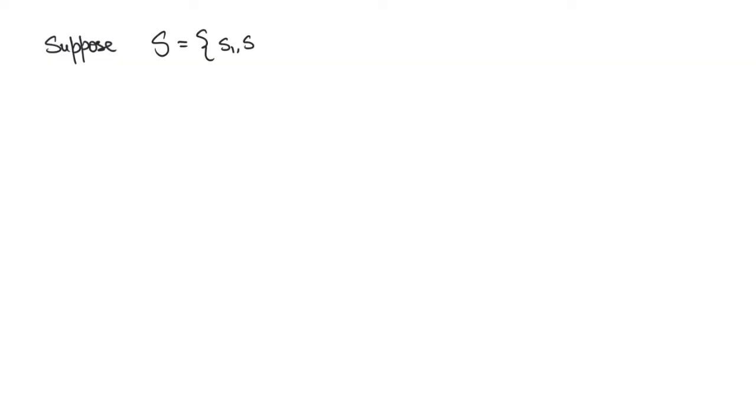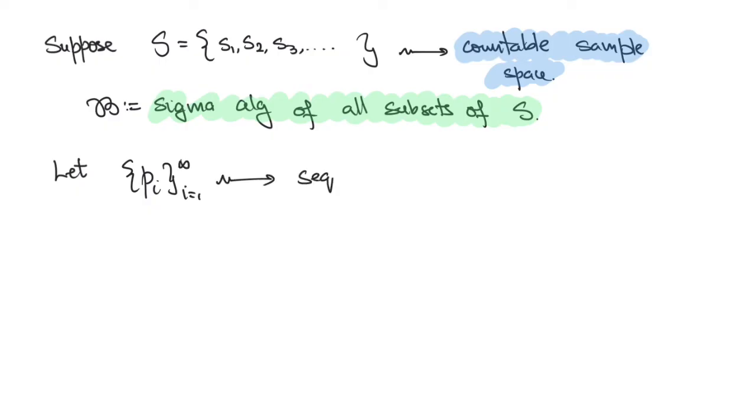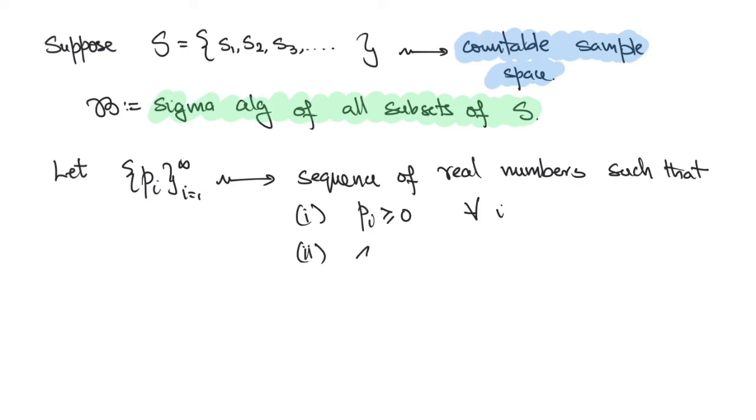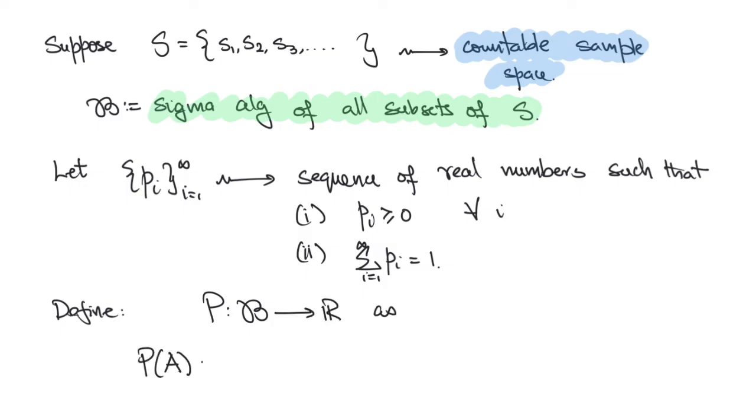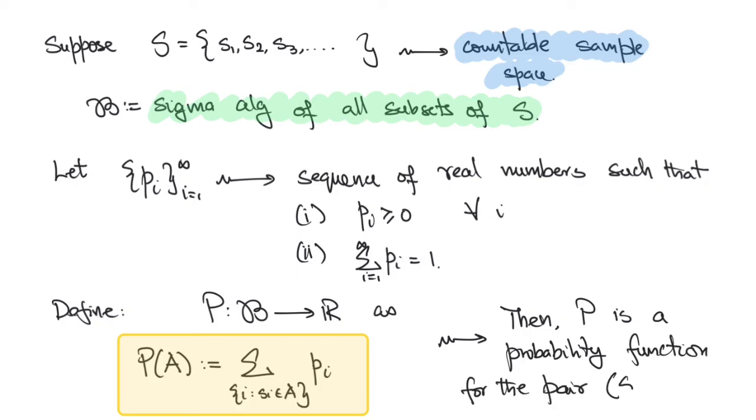Now, another way to generate probability functions for a countable sample space is as follows. If S is a sample space that is countable and script B is a sigma algebra of all subsets of S, we can consider a sequence of positive real numbers, that is, all the p_i's are greater than or equal to 0 for all choices of i, and the sum over i going from 1 through infinity of p_i equals 1. In this setting, we can define the function P going from B to R as P of A equal to the sum of all the p_i's such that the corresponding s_i's lie inside the set A. This function is defined for all A inside your sigma algebra B. In this setting, we would have that the function P is a probability function for the pair S, B.